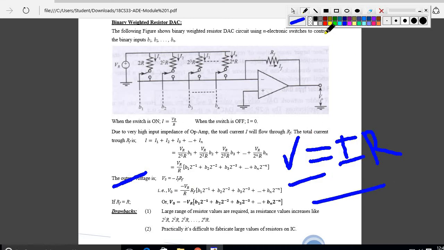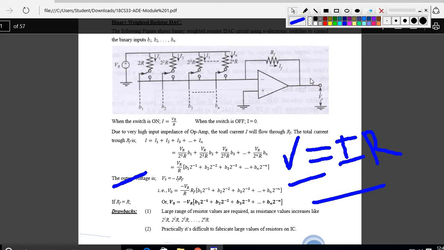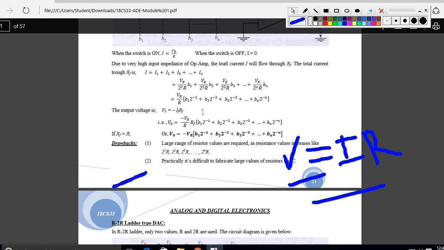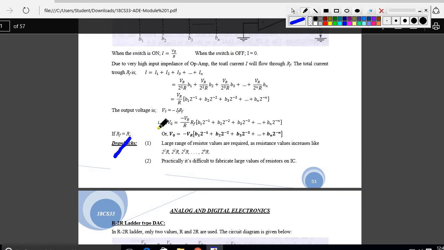Okay, so this is how we find the output of the binary weighted resistor DAC. The binary weighted resistor DAC has some drawbacks. So what are the drawbacks? We'll see here. These are the drawbacks of the above circuit.